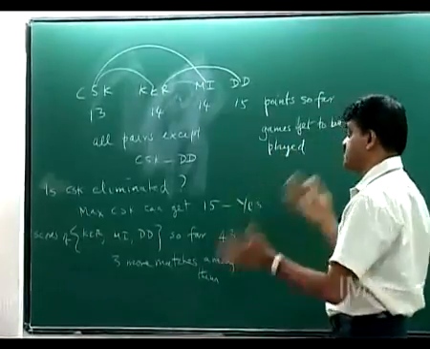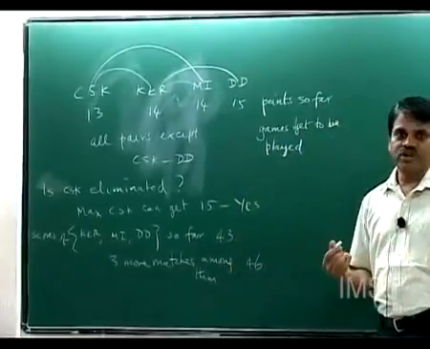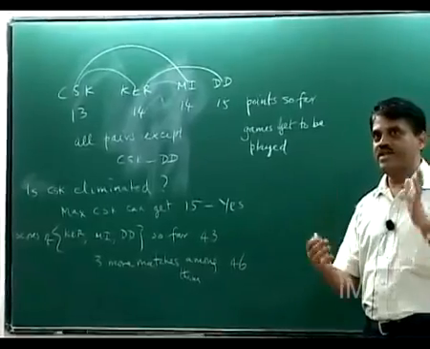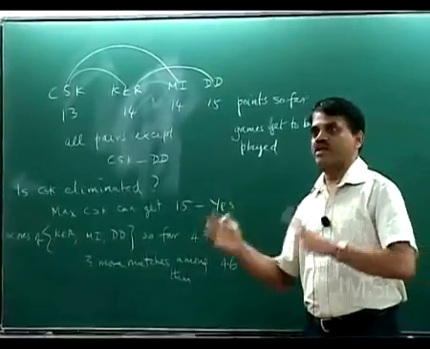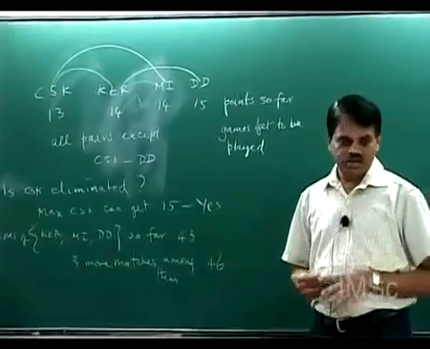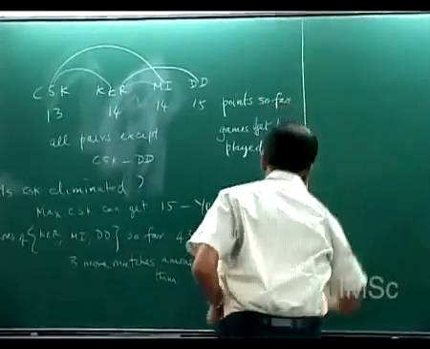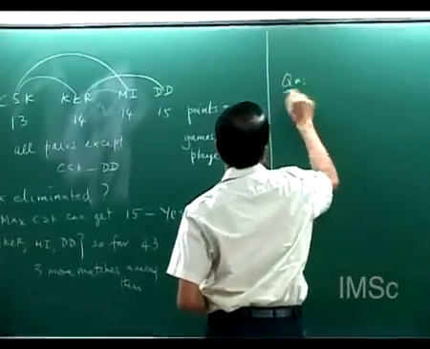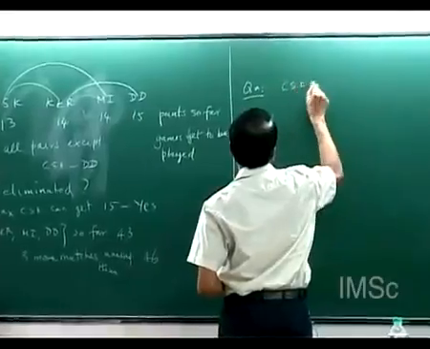The question is, is this the only kind of proof you can give, right? I am interested in an argument, a proof, an algorithm for this question. That is one question you can ask. So CSK is eliminated.